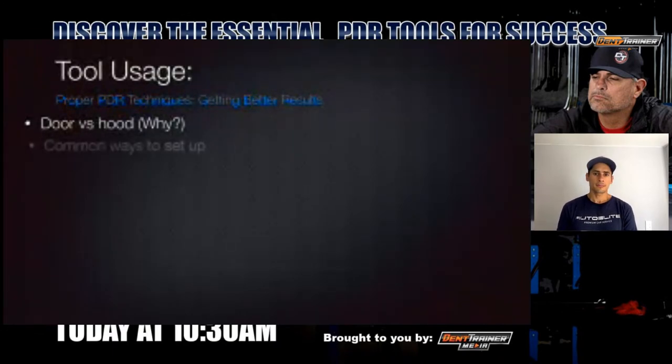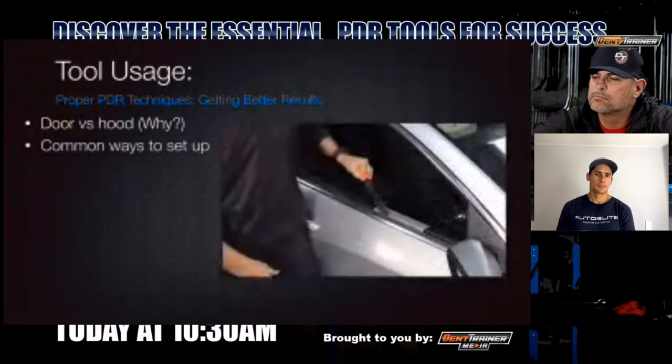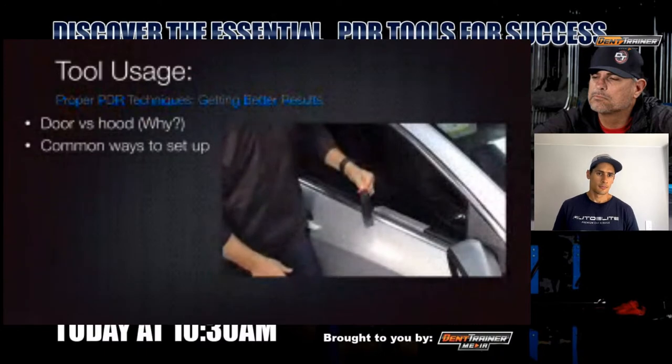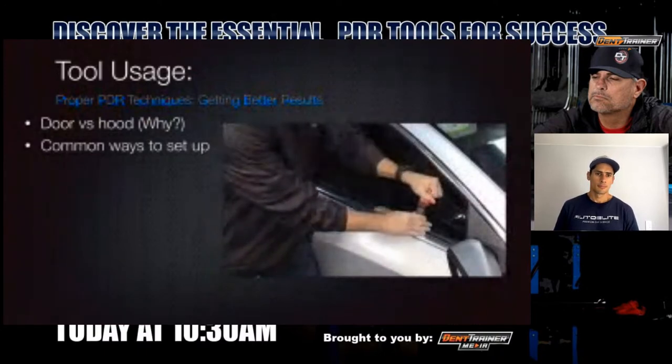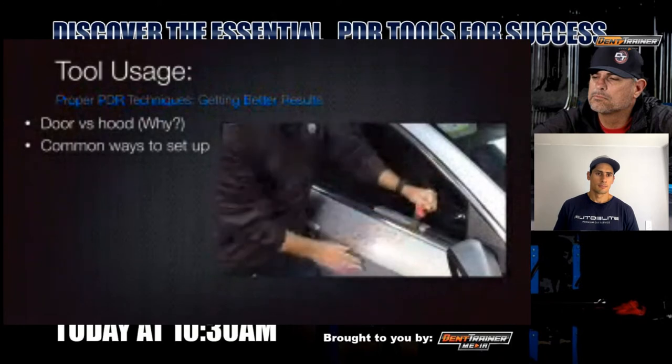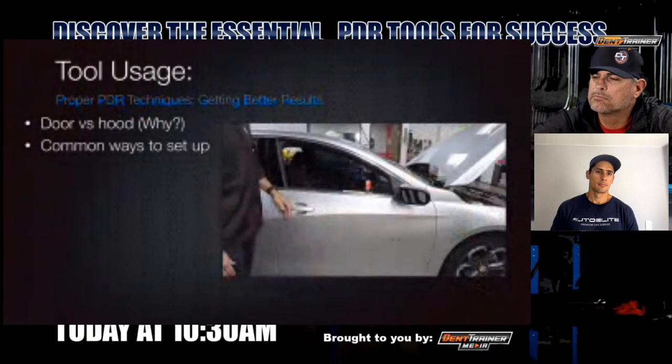So common ways to set up, right? One of the most common ways to set up here is to take your wedge, slide it in the window guard between the window, slide it over to the edge, not all the way to the edge. You don't want any pressure from the edge of the window guard on the edge of the window itself, because you could crack, break, or damage the window. So we don't want that. So set your window guard up just like that.